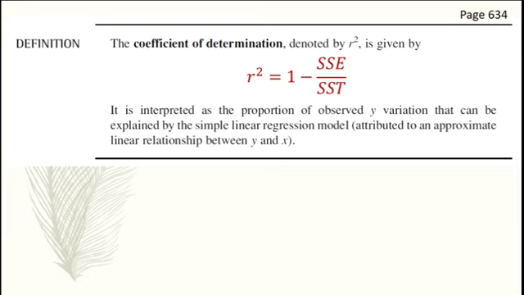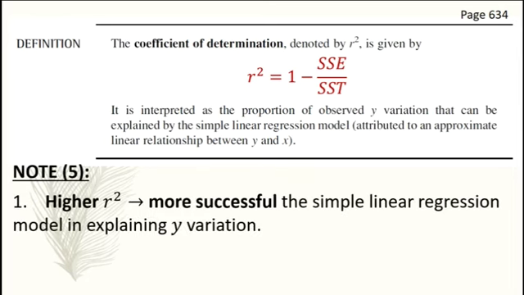Now, I just want to give you a few points to remember. Let's start off with the first one, in terms of interpretation. Remember we said that the coefficient of determination tells you the proportion explained by the model. So you can also look at it this way: the higher the value of r squared, the more variation is explained by the model, and the more successful the simple linear regression model is in explaining the variation in y.